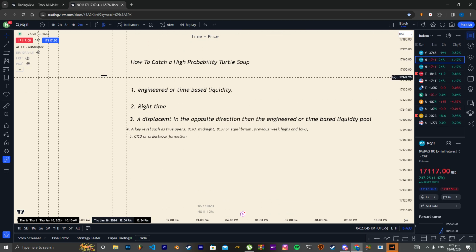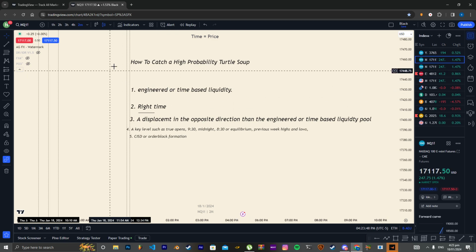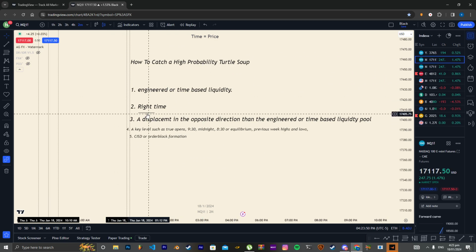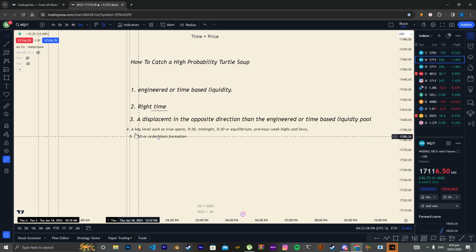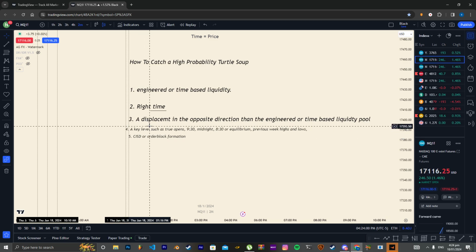All right, that is going to be your 5 components. So how to catch a high probability turtle soup: engineered time-based liquidity, right time, like I said, macros, kill zones. You want to see displacement in the opposite direction, our manipulation, then the engineered liquidity or time-based liquidity pool. And then fourth, you want to see it come into a level such as a true open, below 9:30 open, below midnight, below 8:30, or in an equilibrium, previous week highs and lows, previous week equilibrium, previous monthly. It works, all of that kind of stuff.